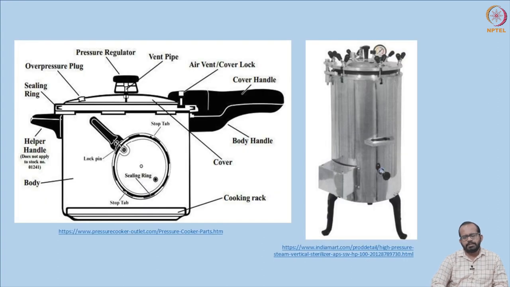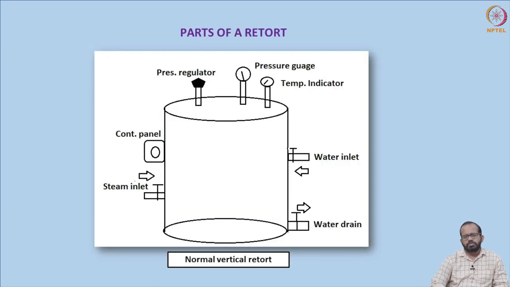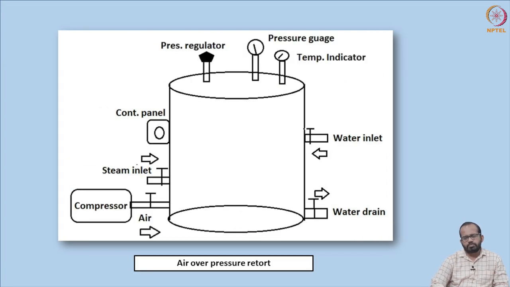So a retort is basically like an advanced form of the normal pressure cooker. The normal pressure cooker that we use in the kitchen for normal cooking is also a kind of retort, but the pressure is limited. In a standard retort, a much higher pressure can be applied. If you consider the normal parts of a retort, a normal vertical retort will have pressure gauges, a temperature indicator, a pressure regulator, then a control panel and steam inlet. So these are the basic components of a normal vertical retort. But in the case of an air overpressure retort, an additional compressor is provided to supply this air overpressure.